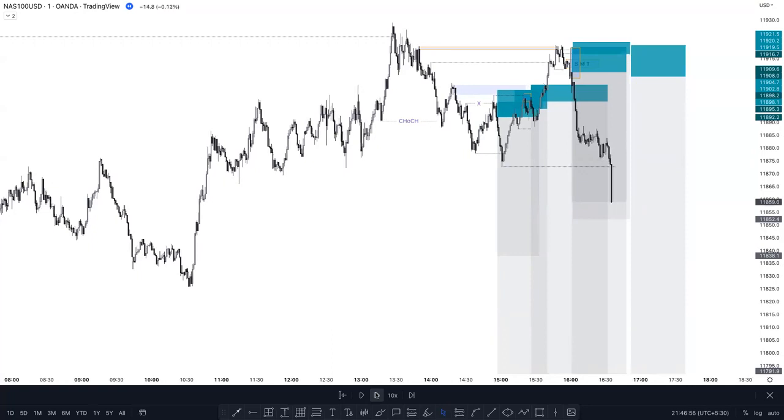Okay, so now the structure has shifted and continues falling to the downside. And where are our possible entries in this case? I mean, when can we take one more position, if you wish to take an entry here for the sell.